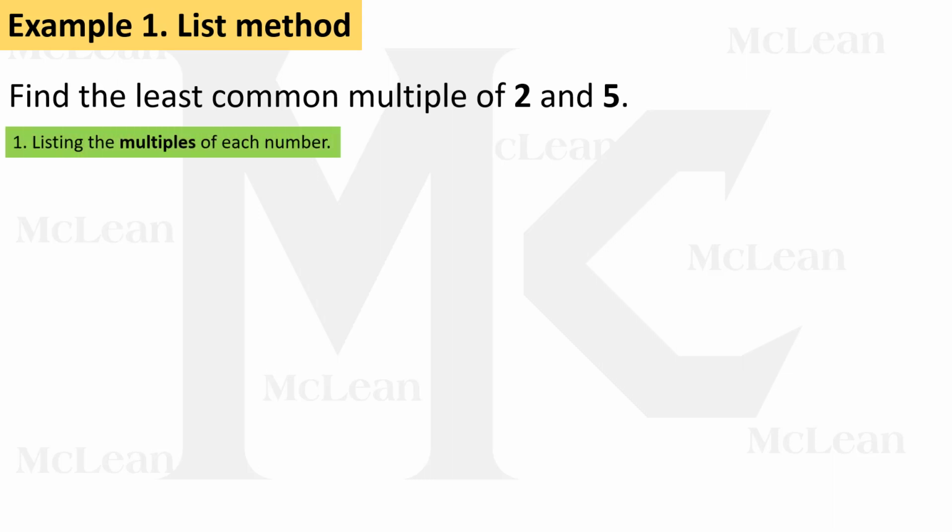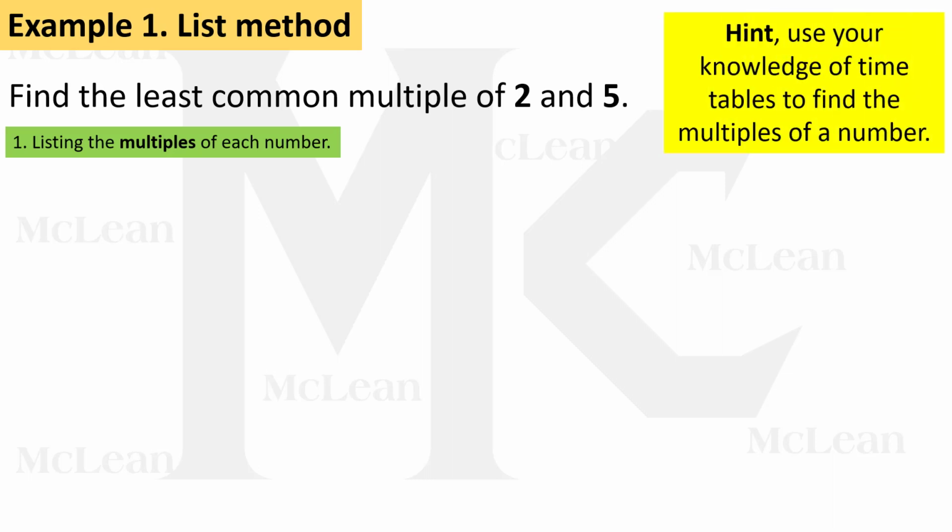Listing the multiples of each number, that's our first step. Hint, use your knowledge of the timetables to find the multiples of a number. Alright, so we have 2 and 5. And what are the multiples of 2? Counting 2s, 2, 4, 6, there you go. And what are the multiples of 5? Again, counting 5, 5, 10, 15, and so on.